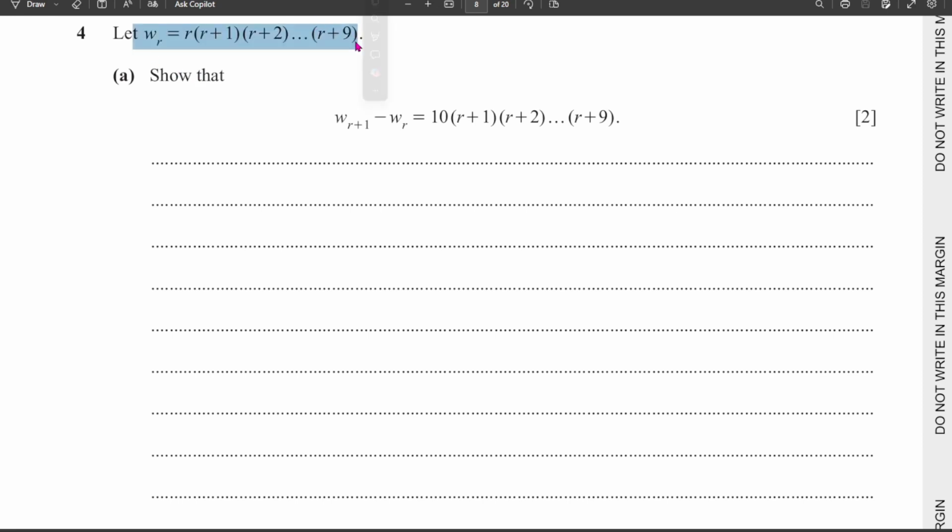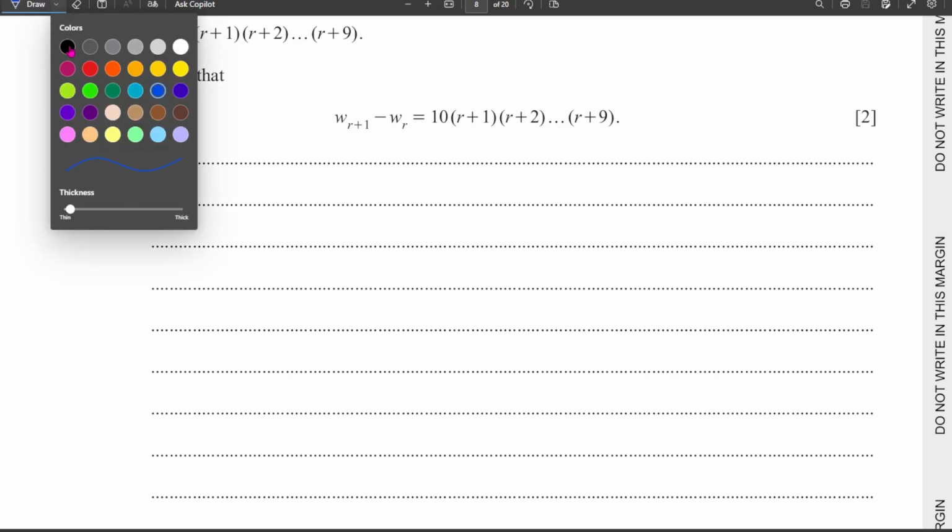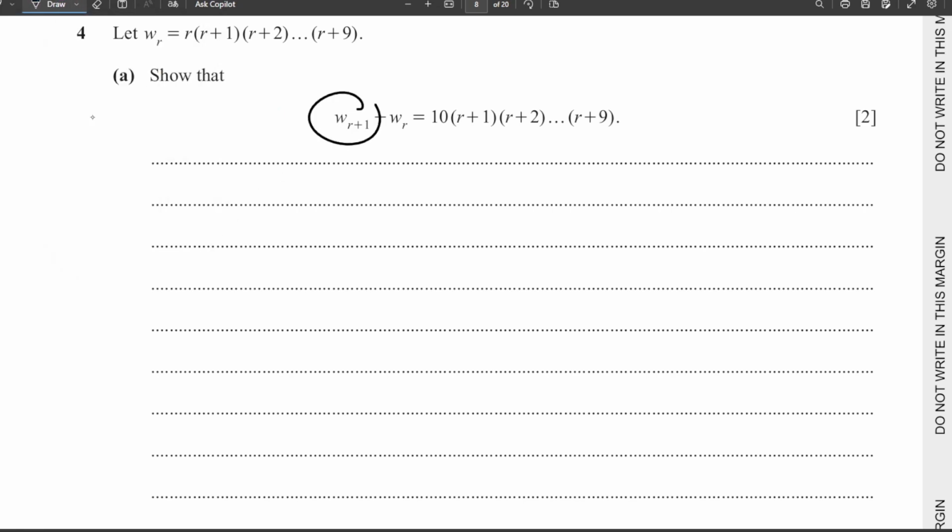So question 4 gives you this product W_r, which is something like a factorial or permutation. And they want us to show that W_(r+1) minus W_r is this result. Okay, we want to prove this result. So first of all, we write out what W_(r+1) looks like.